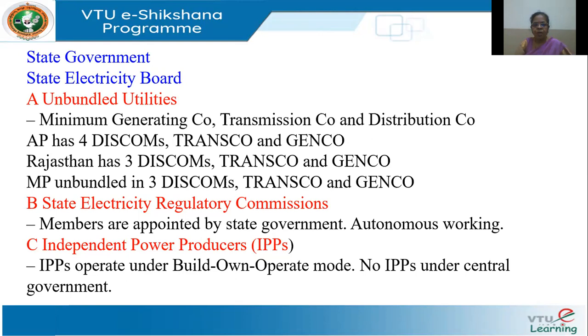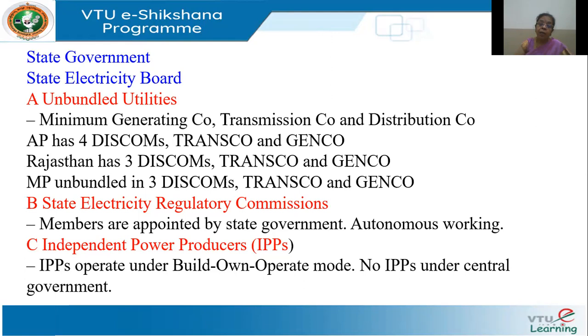Different states had 3, 4, or 5, depending on their need and the size of the state. So in state governments, first you have unbundled utilities. They are also regulated, but accountability is now split. So each bundle is accountable for its performance instead of one central bundle being accountable for the whole thing. Then we have the state electricity regulatory commissions, SERC. They regulate the flow of electrical power within the state.